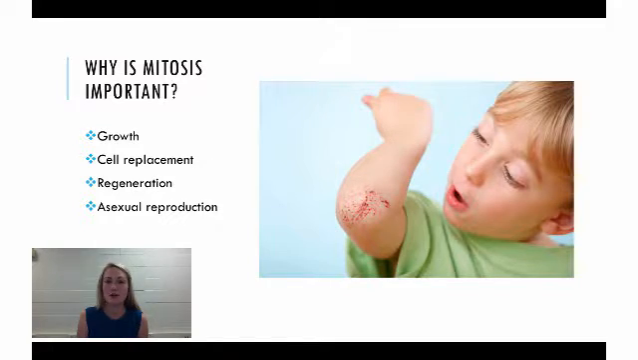It's also really important for regeneration. Some animals can actually regrow part of their body through the process of mitosis. And finally, it's also really important for asexual reproduction. Organisms who reproduce this way use mitosis to make copies of themselves.